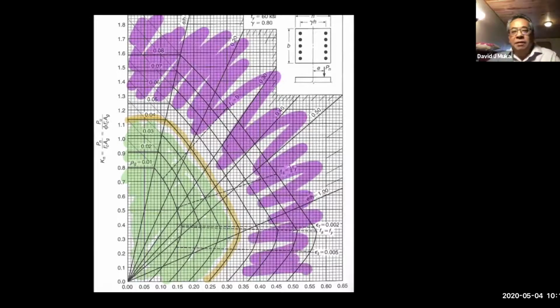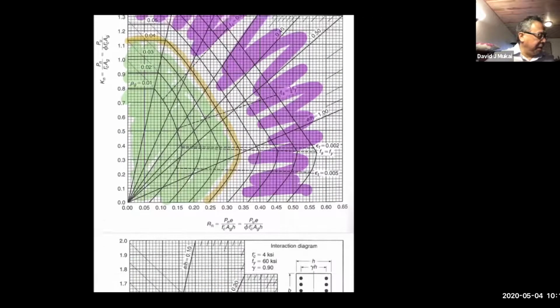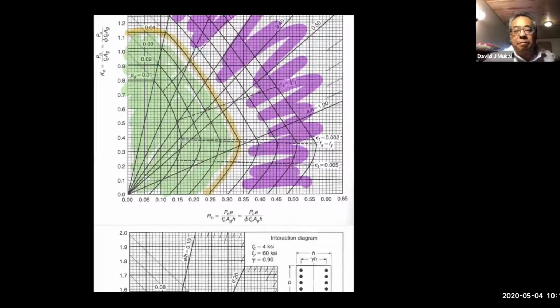And if you're outside the line, you're not safe. So you get your Pn and M, you divide by f'c Ag, and this you divide the M. So you have to remember Pn times e is M. So M over f'c Ag h. You get your X and a Y.